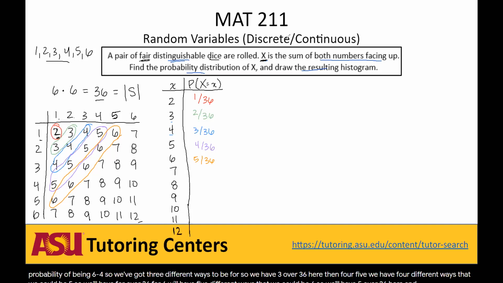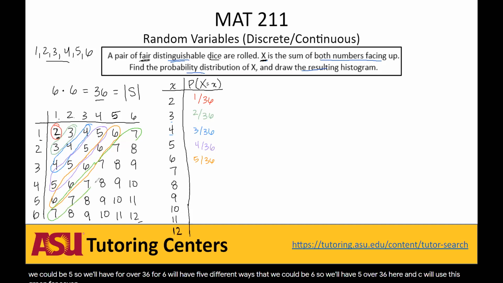And let's see, we'll use this green. For 7, we've got, looks like 6 different ways that we could be 7. So 6 over 36. And now we'll start going back down in numbers as we pass our diagonal here. So there's a pink here.